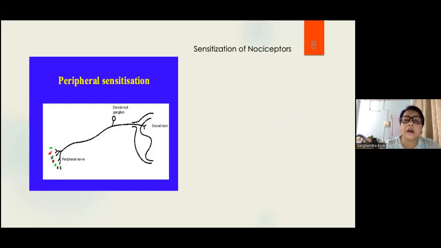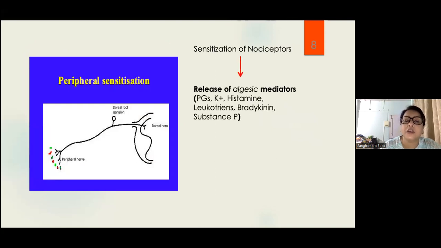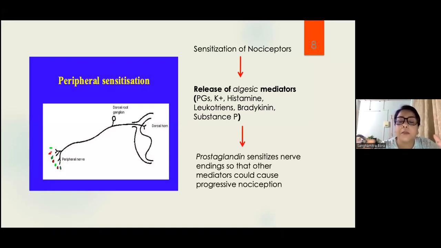During an insult, as we saw in the previous picture, perhaps to the finger, there is a sensitization of the nociceptors in the peripheral nerve, which causes a release of certain algesic mediators, mainly prostaglandins, potassium, histamine, leukotrienes, bradykinin, substance P, etc. Specifically, prostaglandin is the substance which sensitizes the nerve ending so that the other mediators can cause progressive nociception, or progressive pain transmission from the periphery to the dorsal root ganglion.